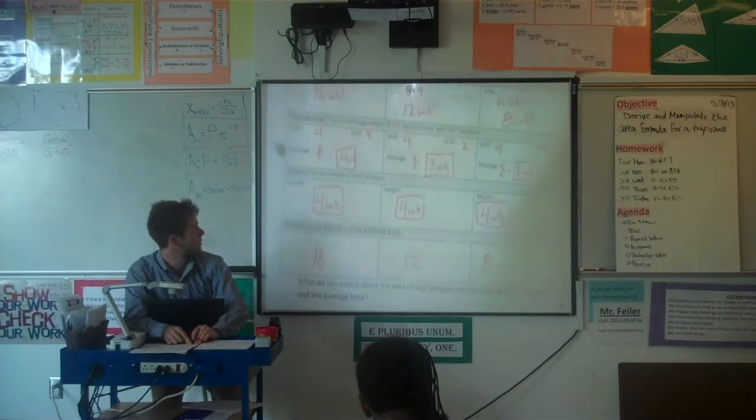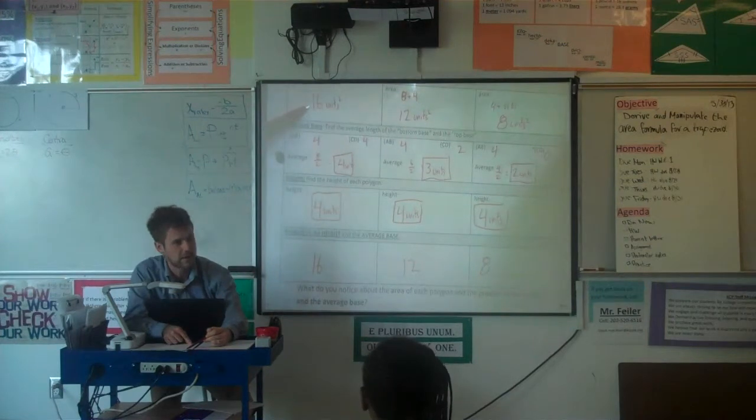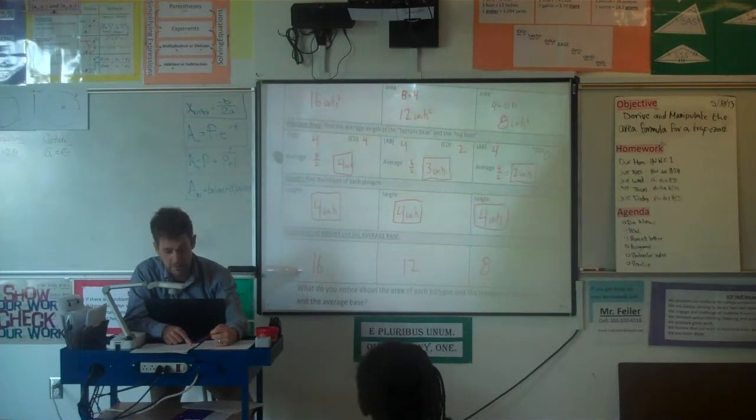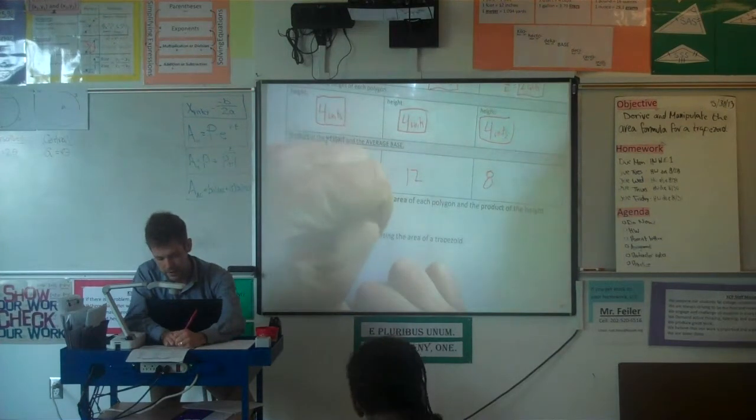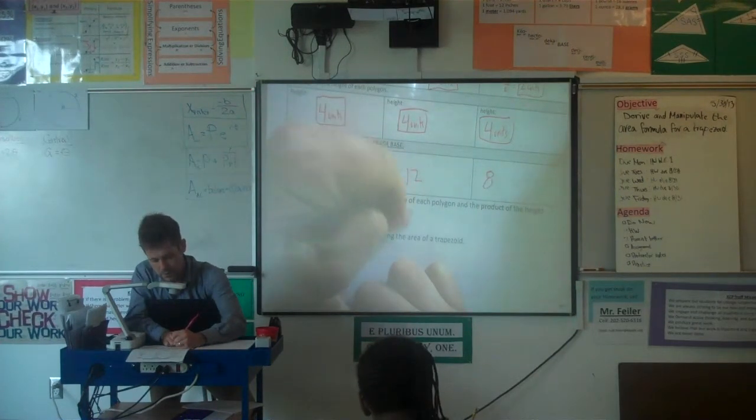At the top row, I see the area, 16. And what did you notice about the product of the height and the base? It was the same. What about for the trapezoid? Same. How about for the triangle? Same. So, our answer here was, they are the same.